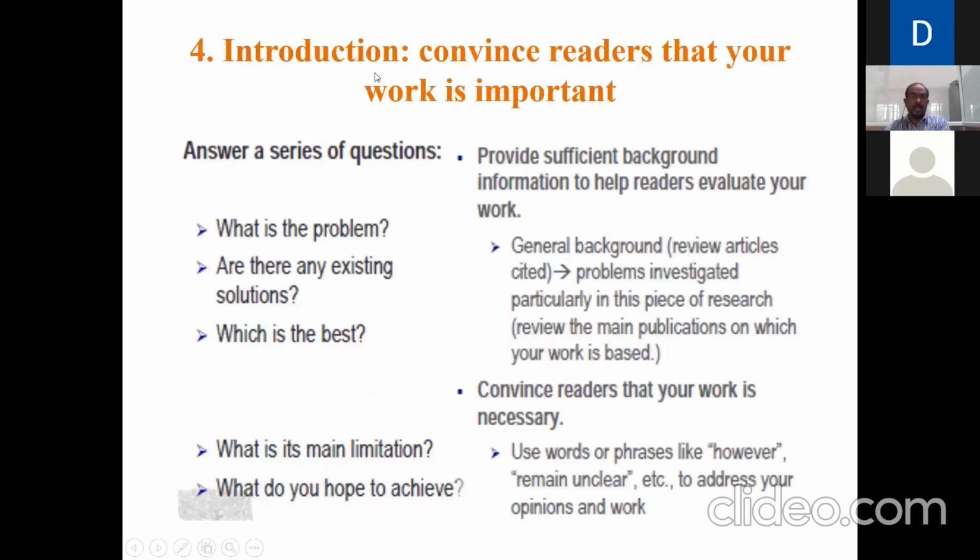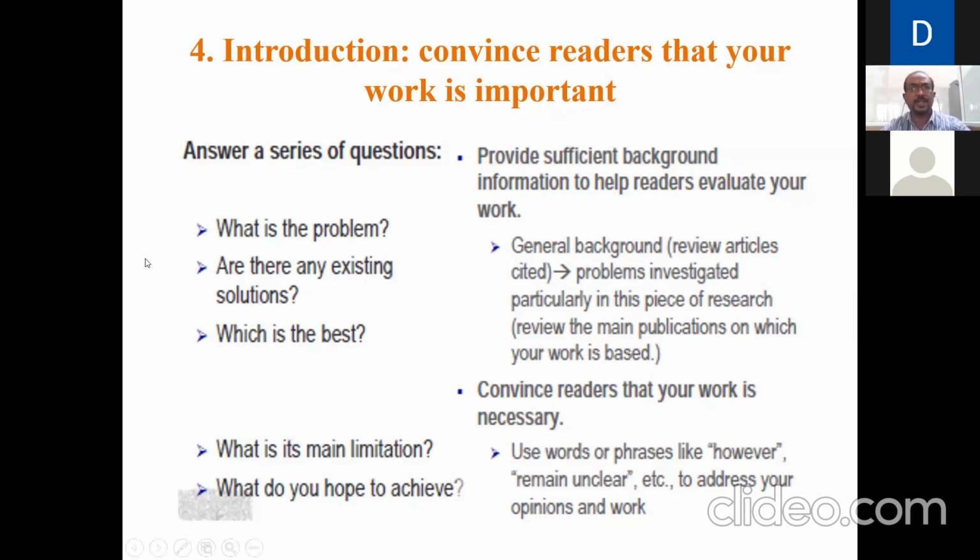The fourth one is how to write the introduction. Very simply, I can say that the introduction should convince the readers that your work is important. Now you are going to introduce your work, that is, what problem you have taken and how you are going to solve it. So in that introduction, you have to convince the readers how important this problem is and how useful it will be to society. Like that, you have to write your introduction to convince the reader, right?